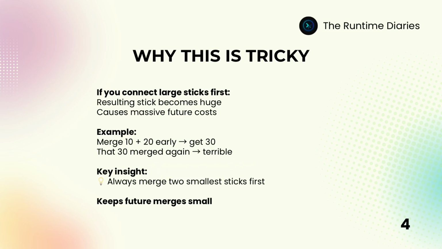So what happens if you connect the wrong sticks first? Imagine merging two huge sticks early on, like 10 plus 20 equals 30. That new stick of length 30 still needs to be merged again later. And that extra weight multiplies the cost of every future merge. Big merges early punish you later. The key insight is this. Always merge the two smallest sticks first. This keeps all future merges as cheap as possible.